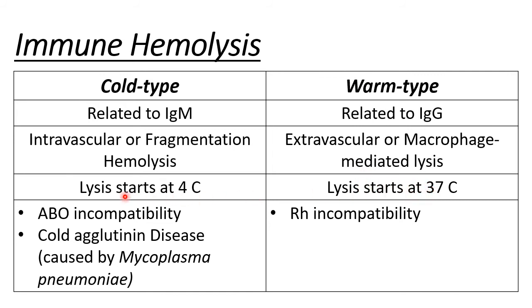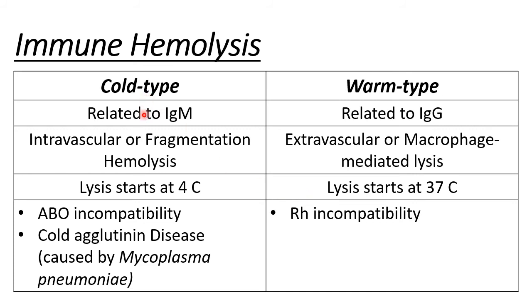Based on this information, alin dito ang mas delikado? So, mas delikado ang warm type immune hemolysis kasi normal body temperature natin ang 37 degrees Celsius. Okay? At normal body temperature, doon nagsa-start ang hemolysis. So, ito ang mas delikado sa mga RBC natin. Okay? Ano yung mga example ng mga cold type and warm type hemolysis?